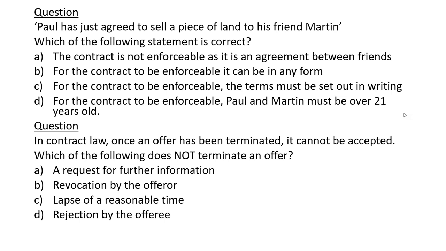For the contract to be enforceable, it can be in any form. For the contract to be enforceable, the terms must be set out in writing. For the contract to be enforceable, Paul and Martin must be over 21 years old. So basically, Paul has just agreed to sell a piece of land. Whenever you want to sell land, the contract should be in writing. If you want a contract to be valid, it must be in writing. So option C is the correct one. For the contract to be enforceable, the terms must be set in writing.